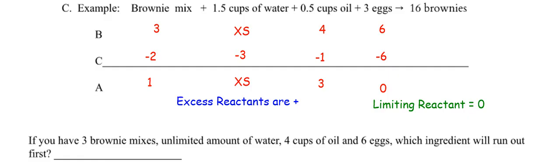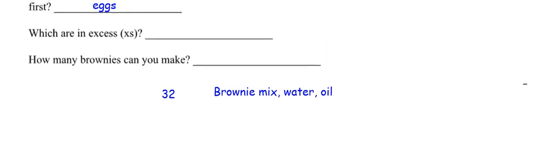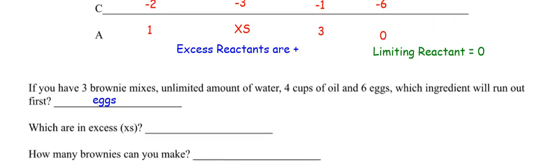So which one will run out first? I think we can all agree it is my eggs, right? There's my limiting reactant. All right, so now what? Which is going to be in excess? Well, I think you'll agree it's my brownie mix, oil, and my water, right? These are my excess. And now what?